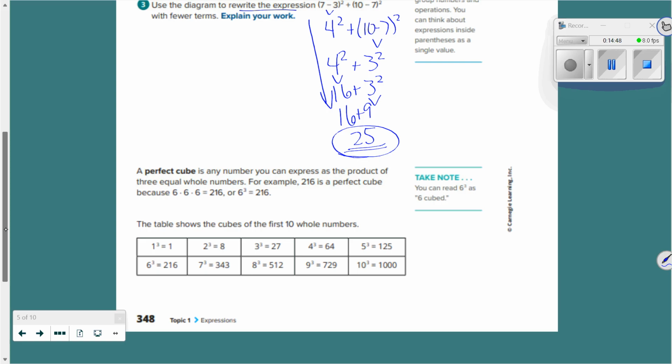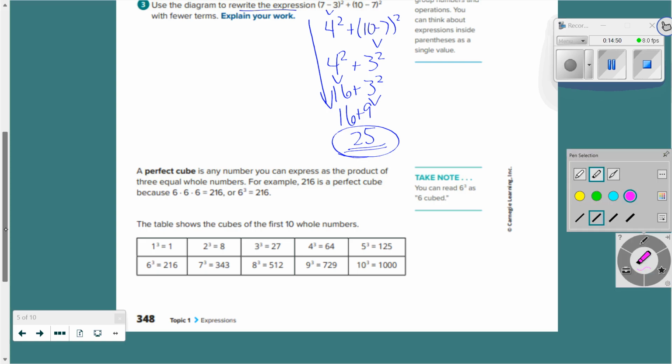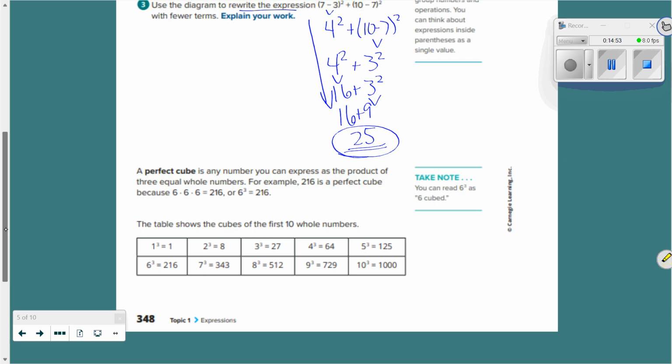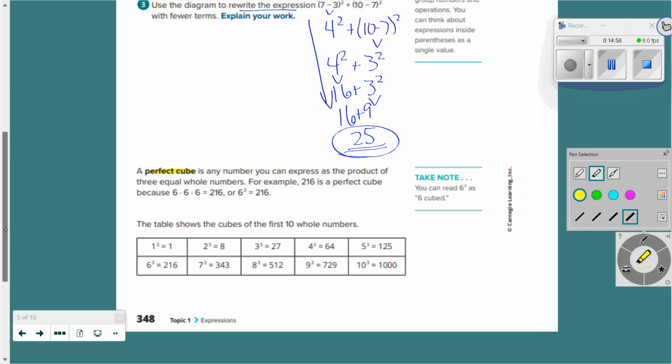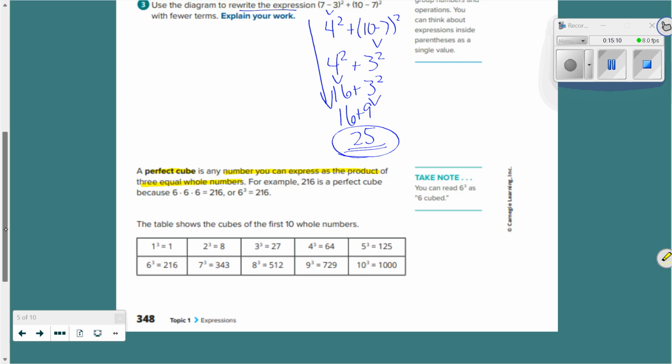Now, the next term we have is what we call a perfect cube. A perfect cube is any number you can express as the product of three equal whole numbers. We've given you a table with the first 10 perfect cubes. You can see that as I start at 1, it's just a 1. But by the time I get to 10, I'm already at 1,000. So this goes up really, really fast, guys.